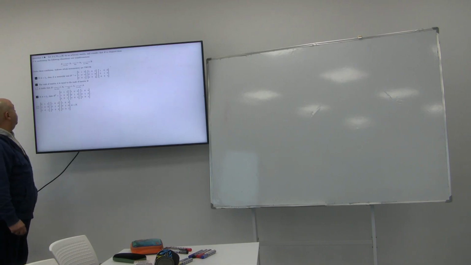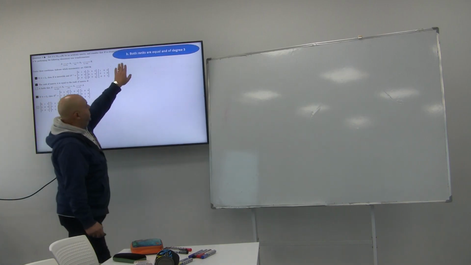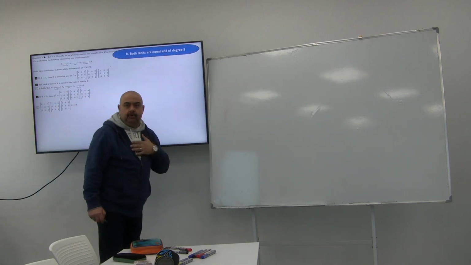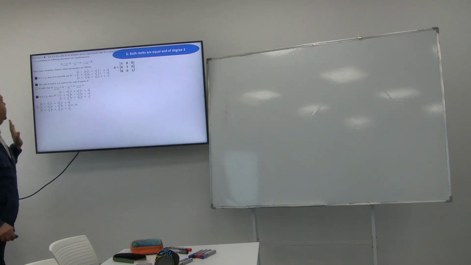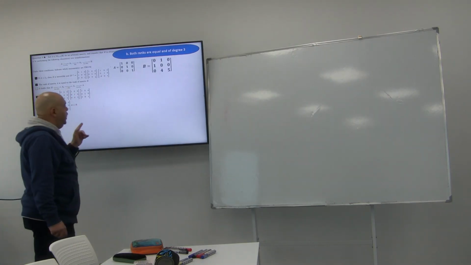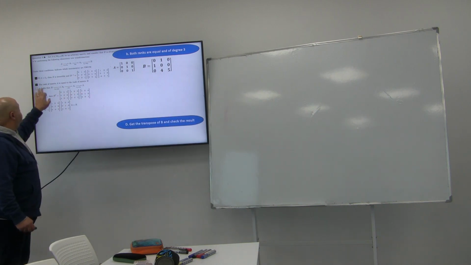Okay, once more about B, he's asking you whether the rank of matrix A is equal to the rank of matrix B. Of course, both ranks are equal and of degree 3. I'm sure about this because we already did the elementary row operations previously in step 1. This is matrix A and that's matrix B.